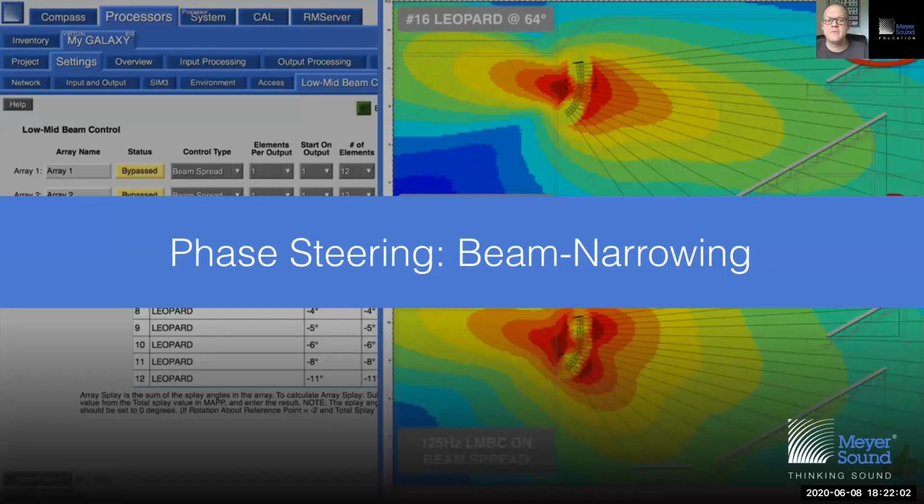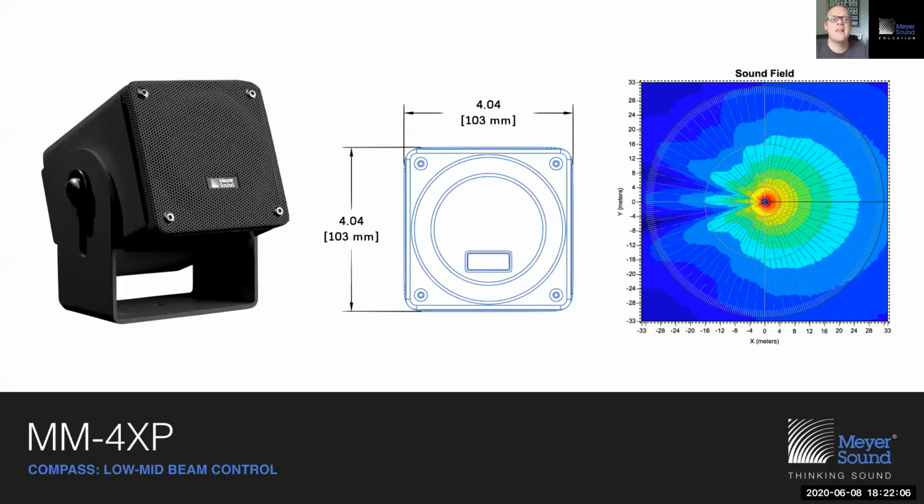Specifically, the beam narrowing as a function of line length. So let's use an MM4. An MM4 is arguably the smallest loudspeaker that we built. It is about 10 centimeters tall, 10 centimeters wide. It's a single transducer. And we're going to look at a frequency of 1 kilohertz. And now you might say, well, 1 kilohertz, that's not particularly low in frequency. Sure, but this is still a very small loudspeaker.